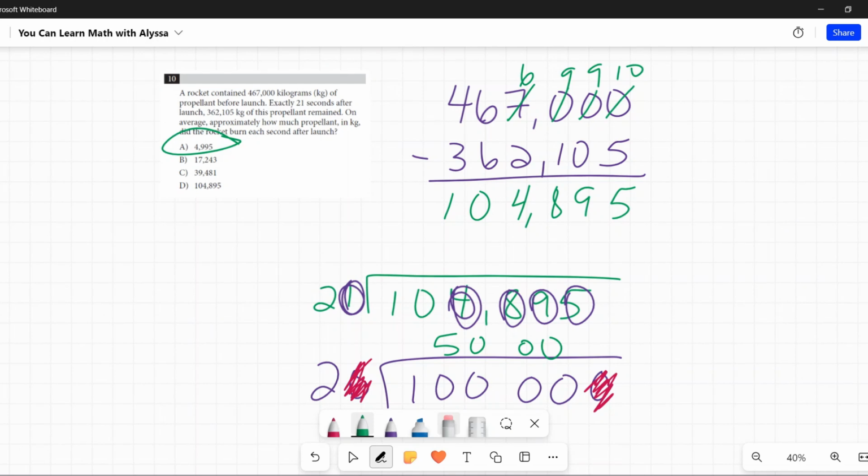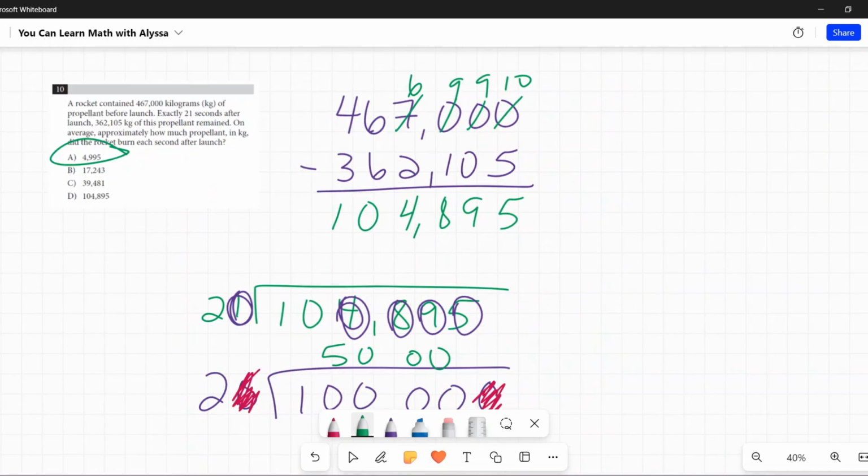Again, if you want to put this into your calculator and get that precise 4,995 as confirmation, absolutely do that. But I just wanted to draw your attention to this fact that a lot of times those multiple choice answers can help you, especially when they are orders of magnitude different. Just getting in the ballpark, and you can get in the ballpark pretty quickly, will get you the right answer. In this case, it is A, 4,995 kilograms of propellant burned every second.